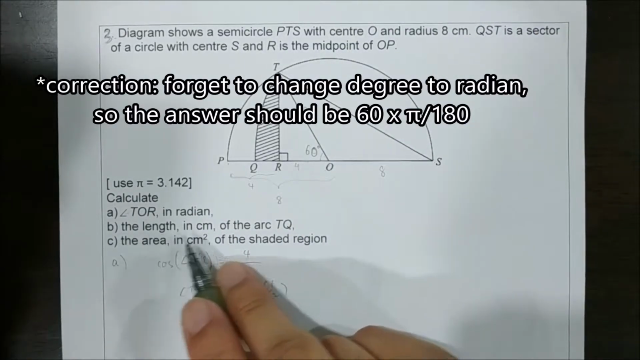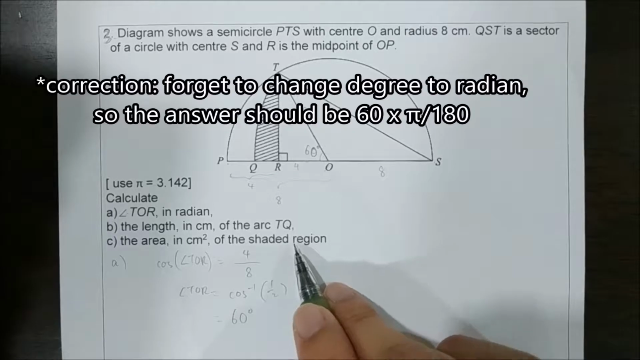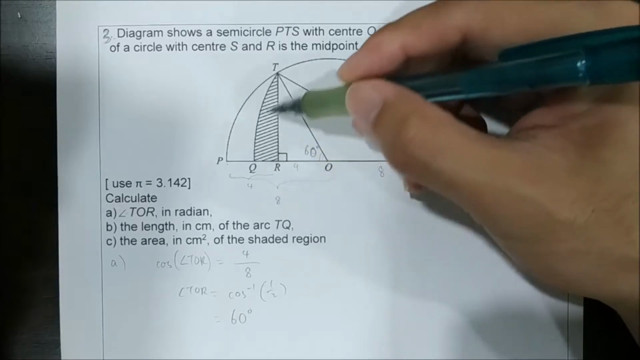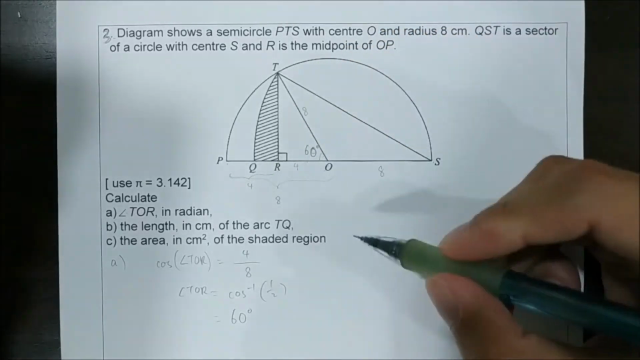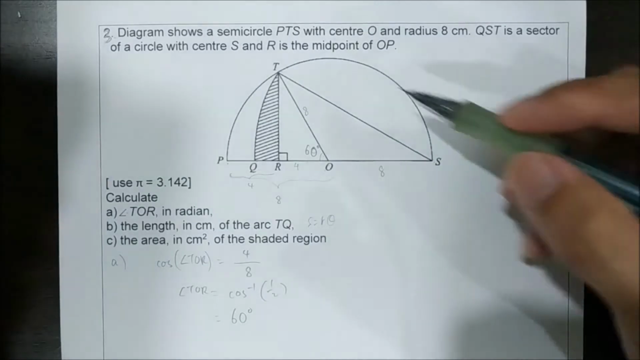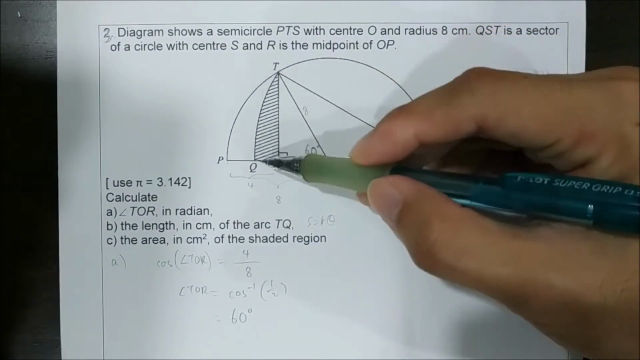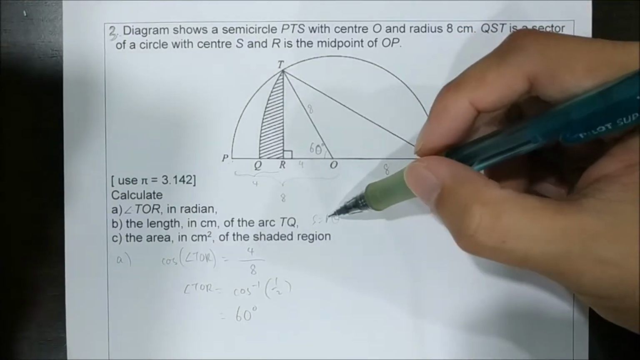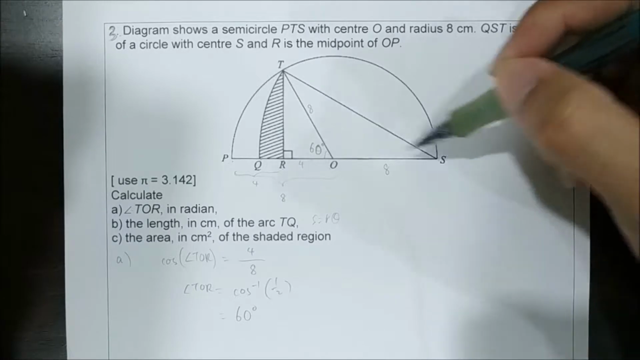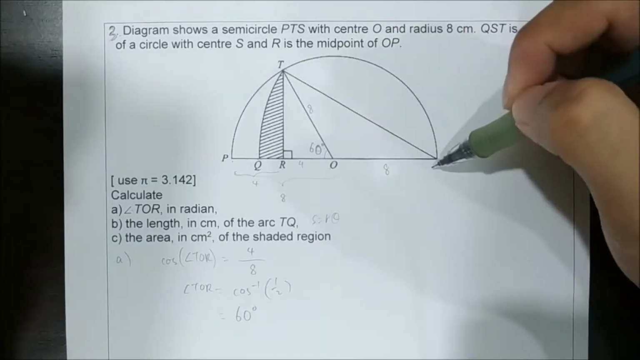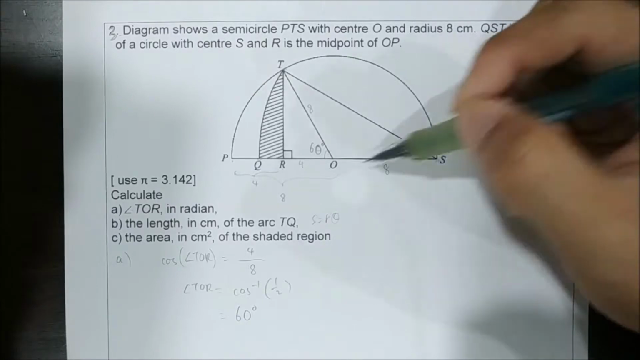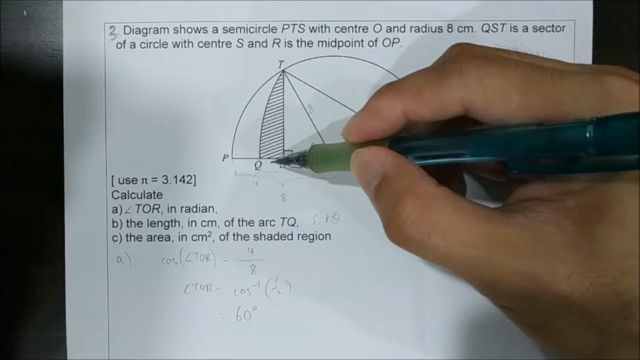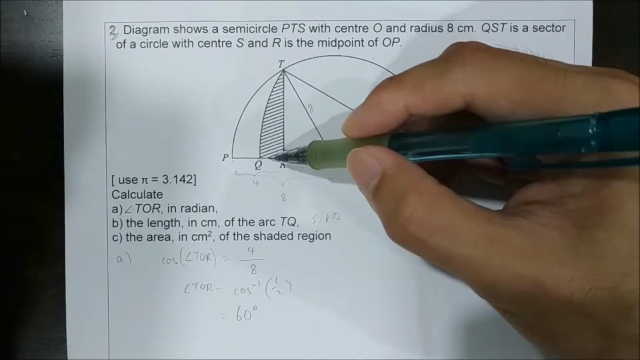B, the length in centimeter of the arc TQ. TQ, the arc, we are looking for the length of the arc. So in order to find the arc, there's one formula, which is S equals R theta. So if we can use R theta, we can find this arc length. R will be the radius from here to here. From here to here is 8, here is 4, but the problem is QR. We don't know the length of QR, so we cannot find the radius from here.